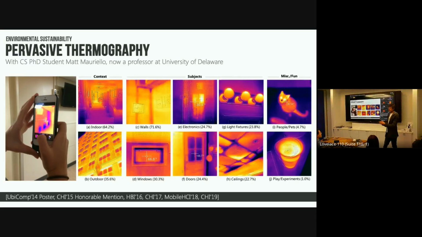So towards this project, which you briefly mentioned, this is this idea of pervasive thermography. So leveraging cell phone sensors that could potentially measure thermal leakages in buildings and allow citizen scientists and others to start to do that at scale, perhaps, accounting for thermal leakages in government buildings or other kinds of public buildings. So that was my PhD student, Matt Moriello's dissertation topic, and now he's a professor at the University of Delaware.